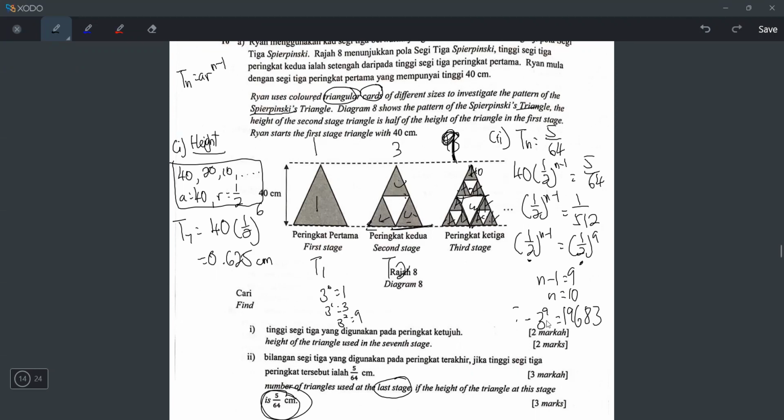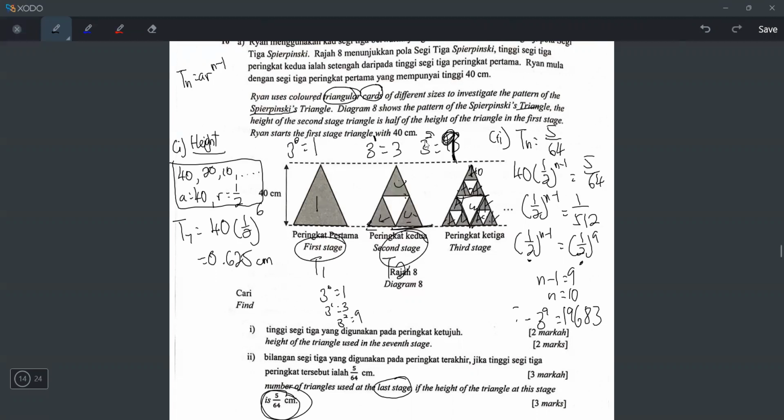Maybe some of you will ask, why 3 to the power 9, not 3 to the power 10? The reason is, if you look at this, the number of triangles in the first stage is 3 to the power 0. And then in the second stage, it's 3 to the power 1. And then in the third stage, 3 to the power 2. It means if it's the first stage, my power has to be 0. If it's the second stage, my power has to be 1.